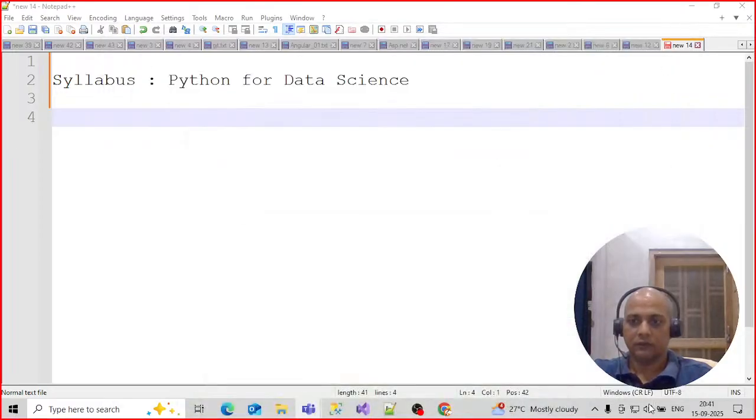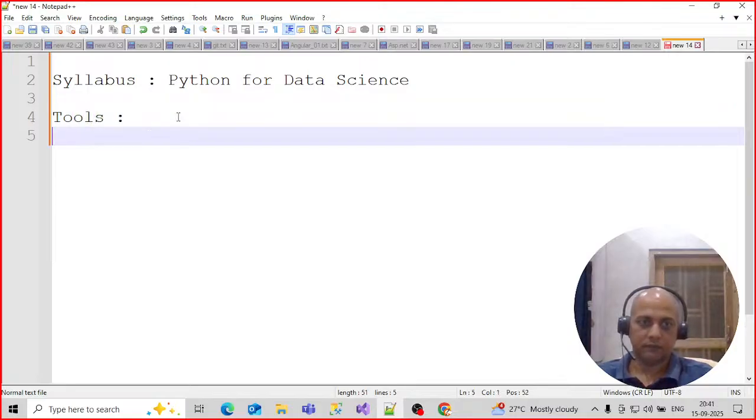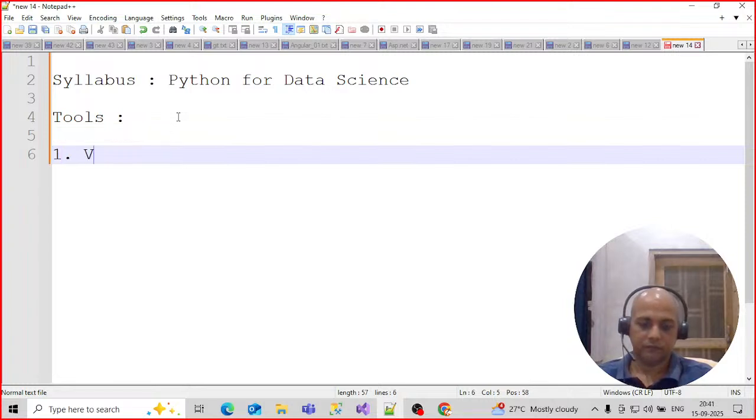Is this okay? Audible? Yes, yes. Perfect. So here we will be using tools. One tool that we will be using is Visual Studio Code. This is the IDE developed by Microsoft.